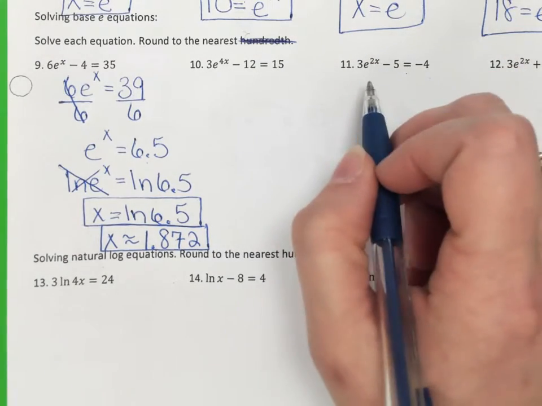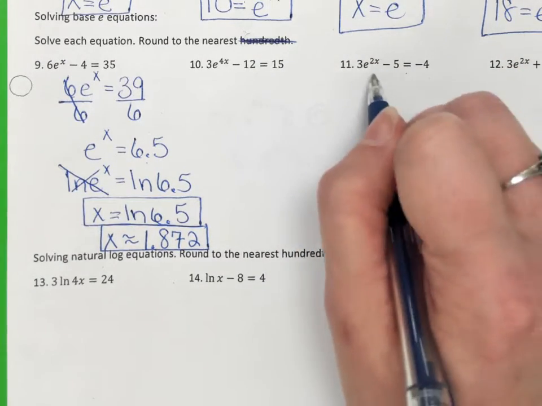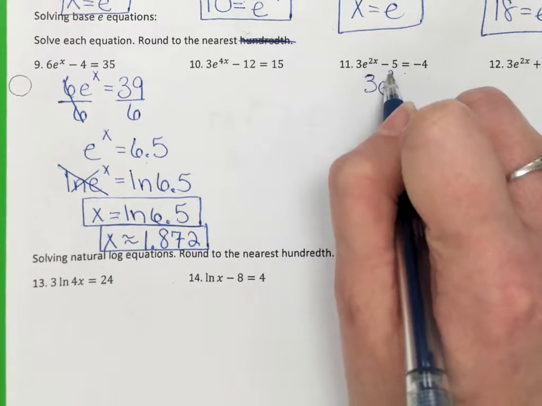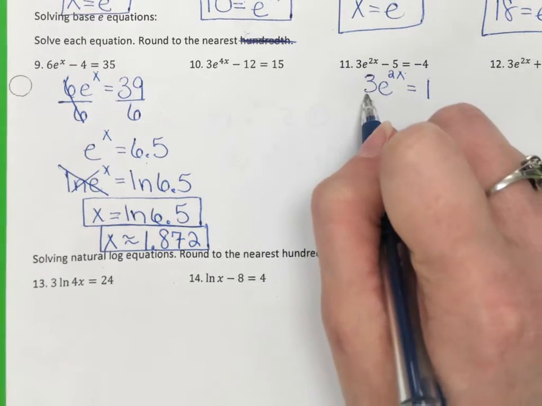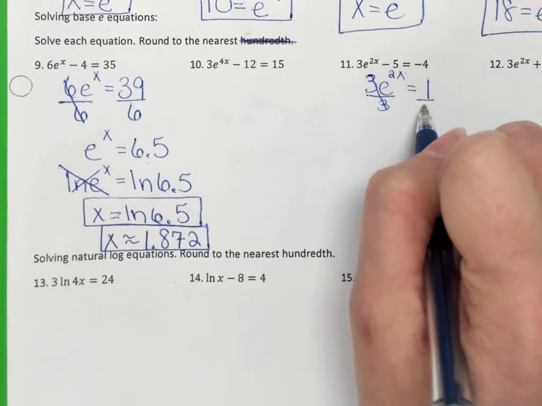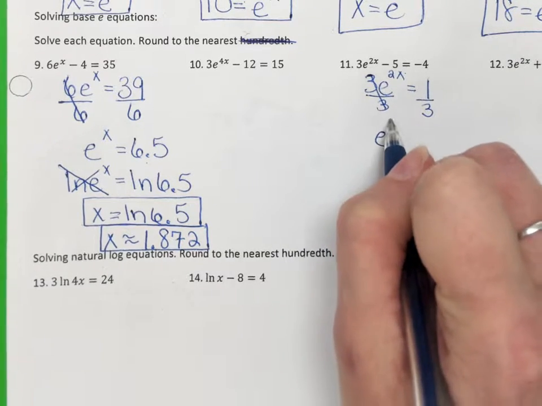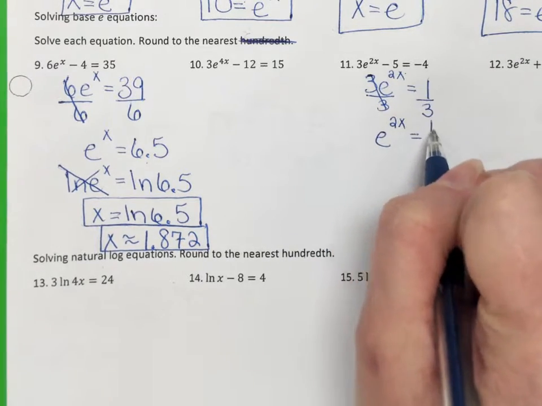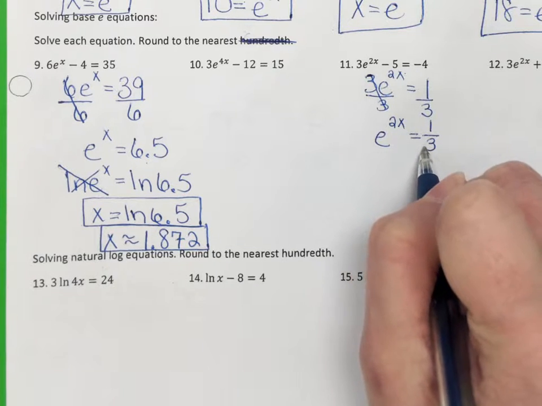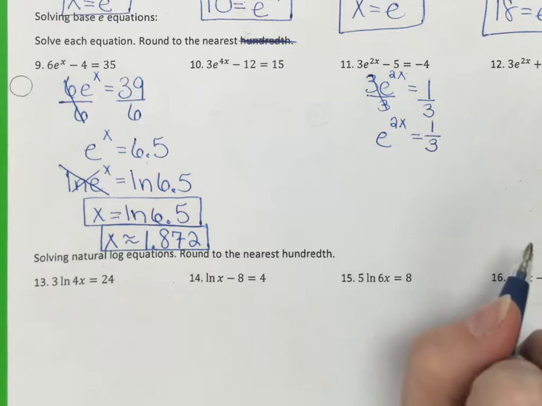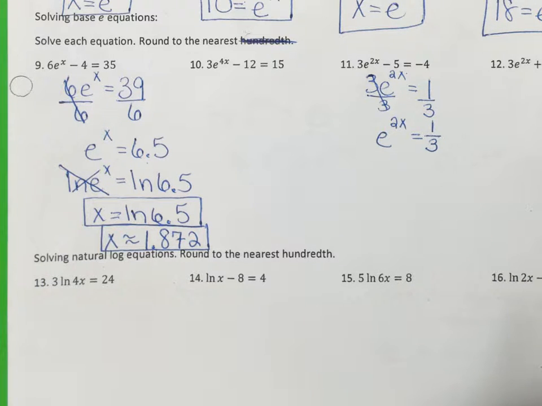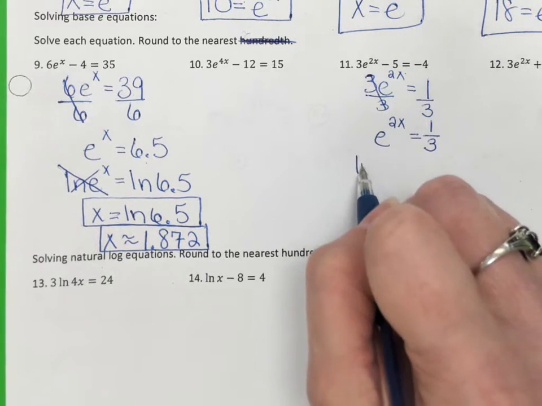Number 11, what would you do first? You would add the 5, so you would get 3e to the 2x is equal to positive 1, right? Now what? Divide by 3. Some of you physically need to divide by 3. There is nothing wrong with showing steps, people, okay? That is going to be an irrational number, so we're going to keep it as 1/3, right? Getting this? Okay, now how do I get the e to go away so that I can figure out what the 2x equals? Natural log, very good.